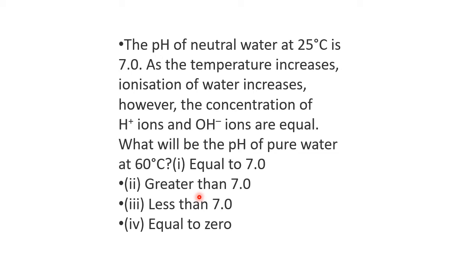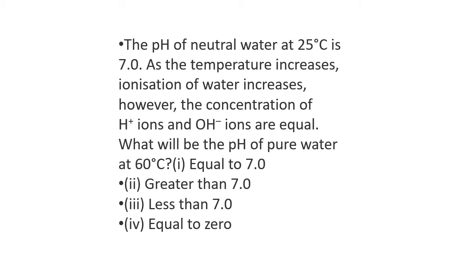It is less than 7. Okay. Why less than 7? As the temperature increases, the ionization of water increases. However, the concentration of H plus and OH minus ions are equal. This you think in terms of volume: per volume of water, how many ions are available? You have to zoom into that volume, that area where you are focusing.